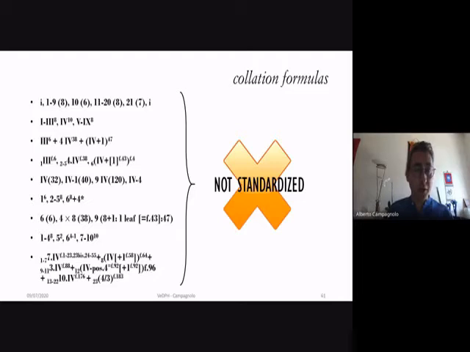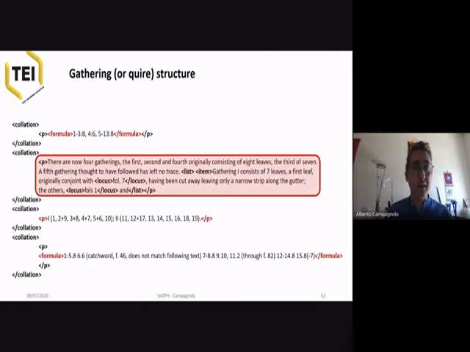All these are examples from the literature of how people use collation formulas. And sometimes I find it difficult; I need to really concentrate to say, oh, this is what they mean, this is what they use for this and that. So it can be daunting to understand what we are looking at here. And in the TEI, as we've seen, we get formulas, so we can put the formulas inside, we can use a paragraph, but we don't get a more defined way to actually describe all of this.